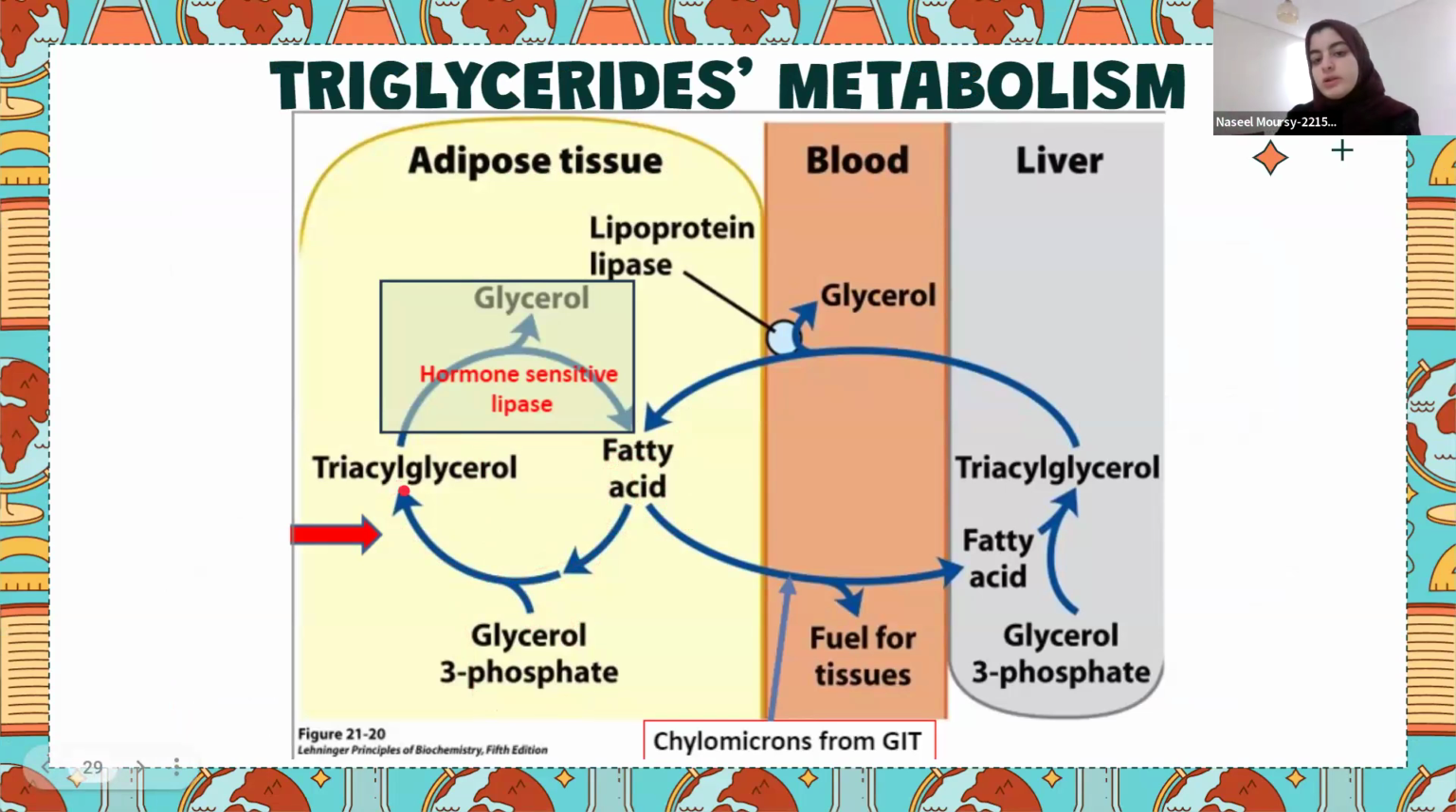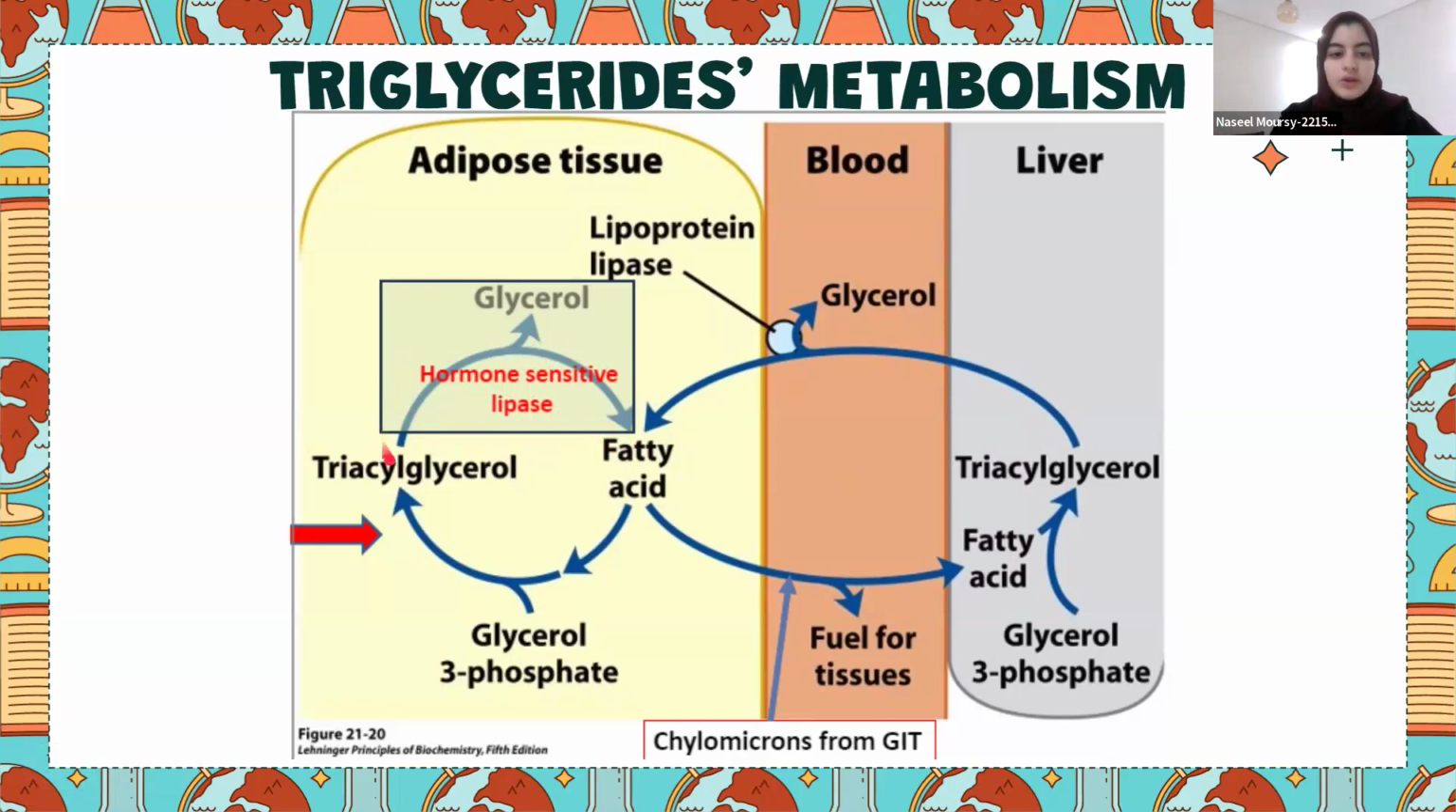However, in situations where you need energy, you need to break down these triglycerides. You can break them down by an enzyme called hormone-sensitive lipase. So you can tell that this enzyme is hormone sensitive, so it reacts to hormones, and it's a lipase. Lipase means it breaks down fat.